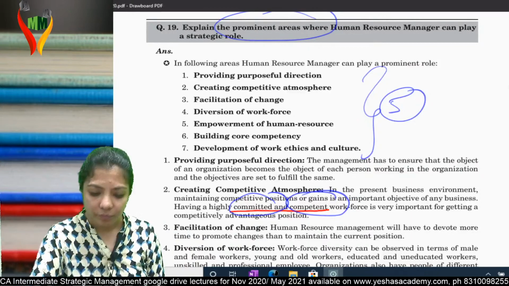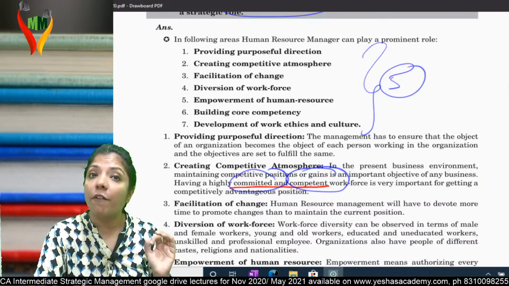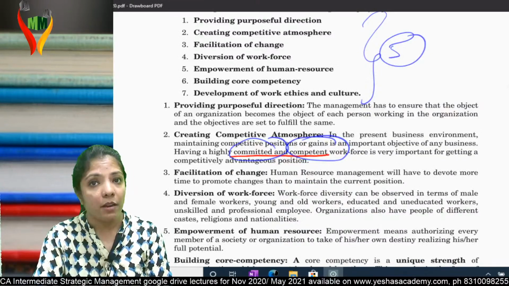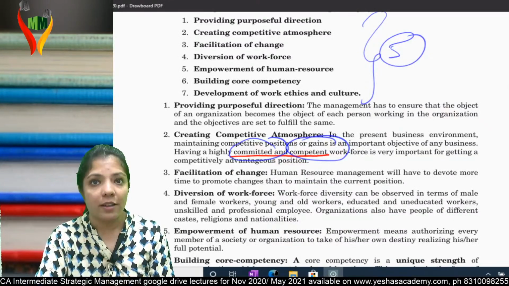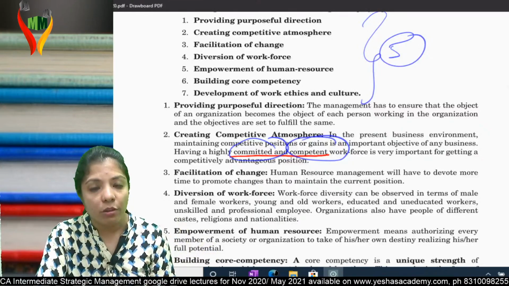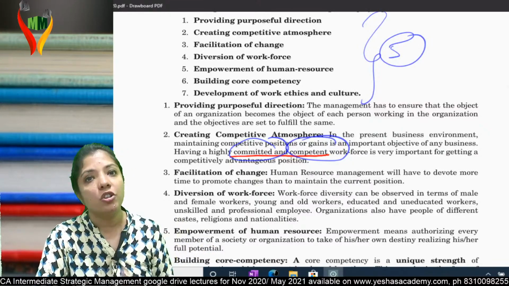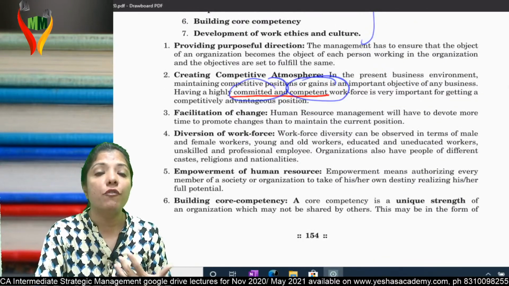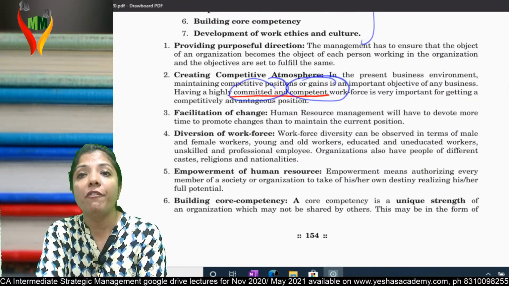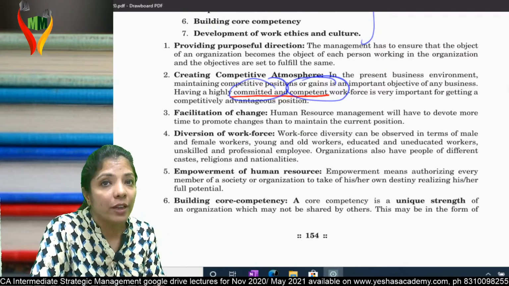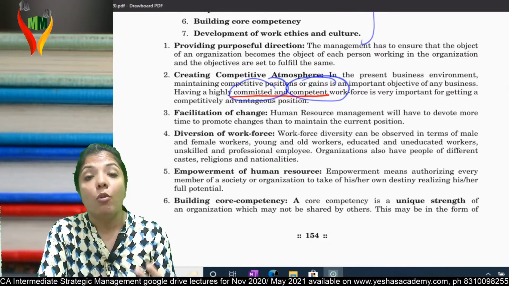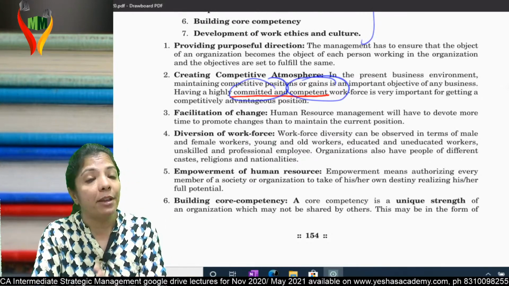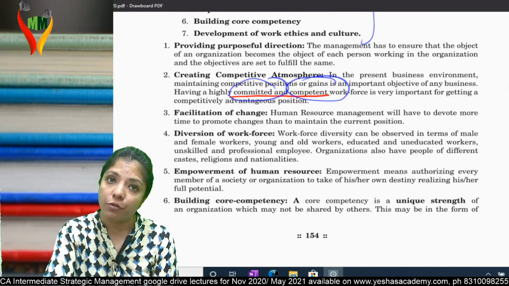Am I clear? Third, facilitation of change. One thing constant in the world is change. Who ensures that change? HR. They keep on training you so that you keep adapting to change. Fourth, diversity of workforce. Diversity of workforce means how many males, how many females, how many educated, uneducated, unskilled, professional, young people, old people. The HR team ensures proper diversity of workforce.